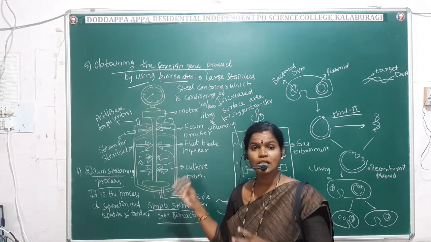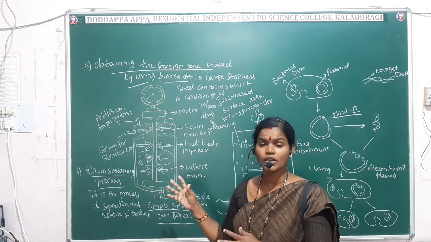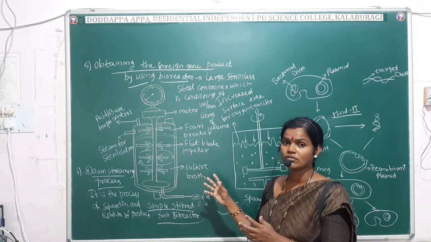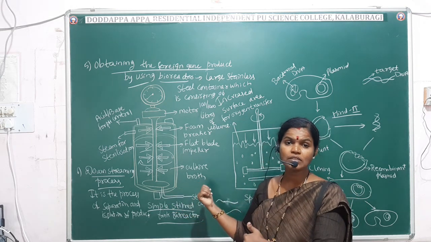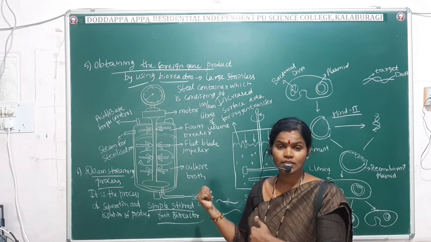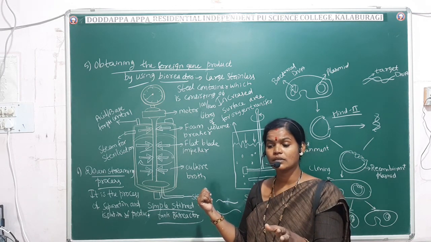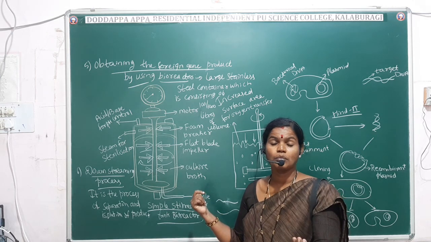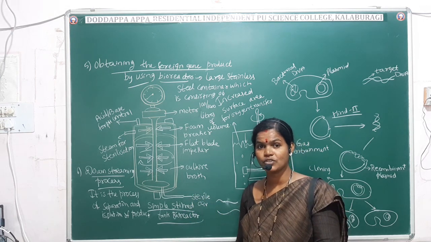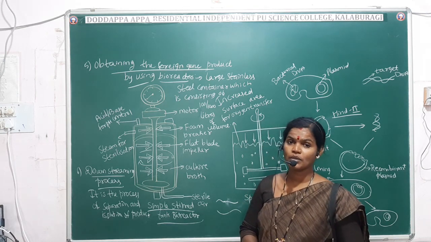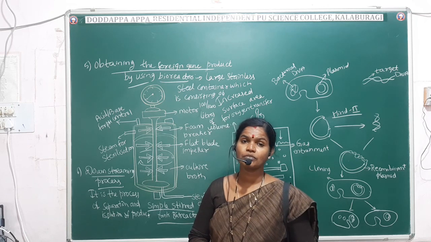Okay, so this completes your chapter called biotechnology principles and processes. For your next test, I am giving this chapter for the CET test as well as the assignment questions. In this chapter, one more concept is gel electrophoresis. That is also very important for 5 marks.